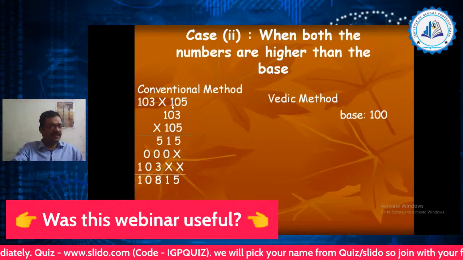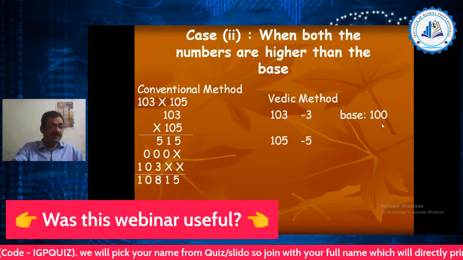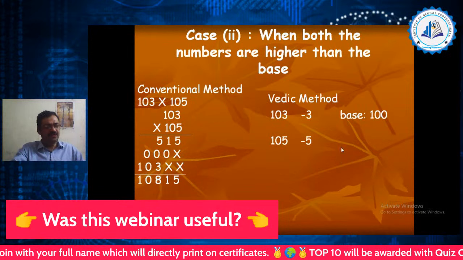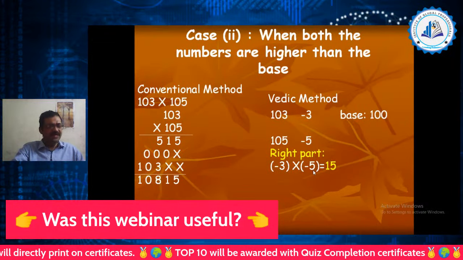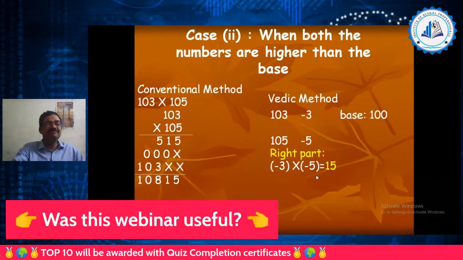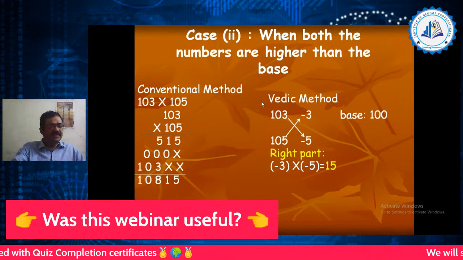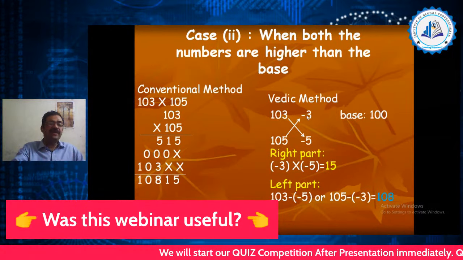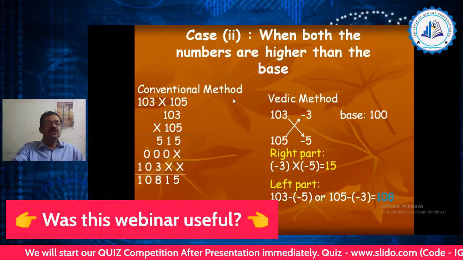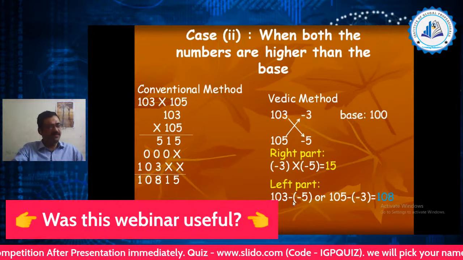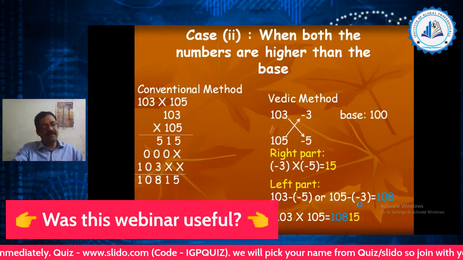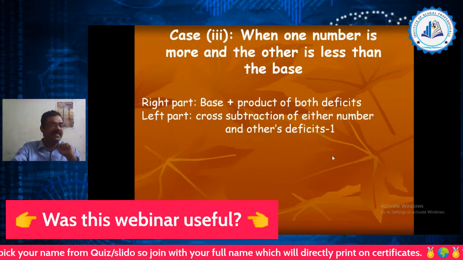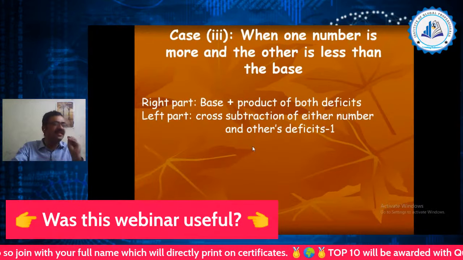The base of both numbers is 100. So the differences of 103 and 105 are, number minus base, plus 3 and plus 5. For the right part, the base has two zeros, so 2 digits. Multiply 3 and 5, which is 15. And the left part, we subtract: 103 plus 5, and 105 plus 3, so we get 108. So the product of 103 and 105 is 10815. In the third case, when one number is more than the base and the other is less than the base, the formula is slightly changed.